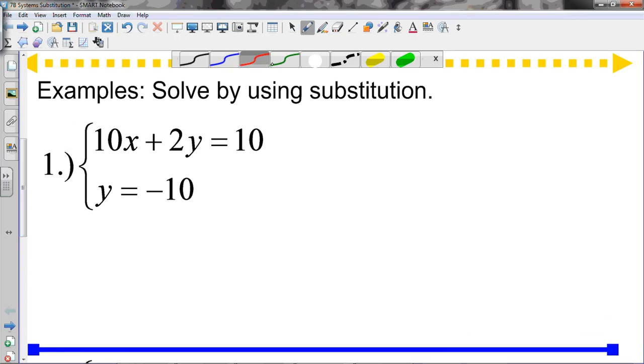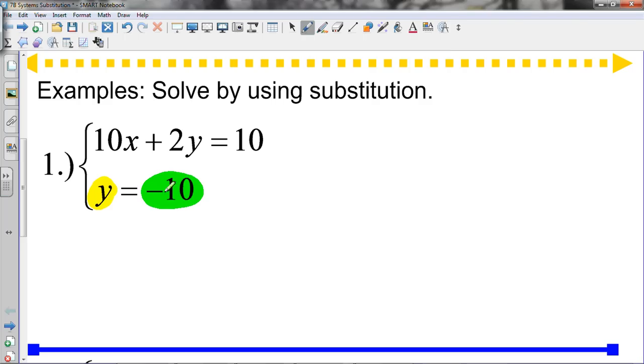So let's take a look at this one. Now, substitution looks good when we have a single variable by itself. So notice the y is by itself. Y is equivalent to -10. So every time I see a y, I can replace it with -10. So where do I see a y in the other equation? Right here. So I'm going to take -10 and plug it in for y.